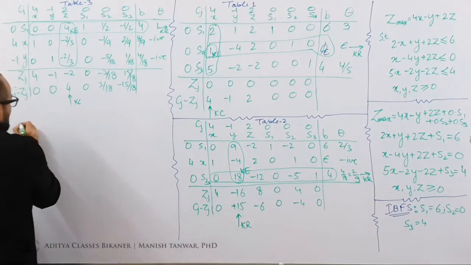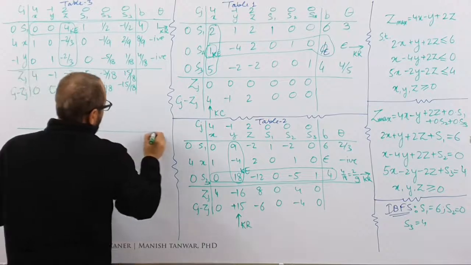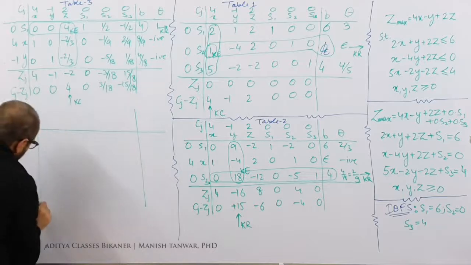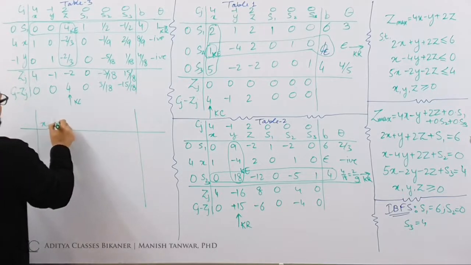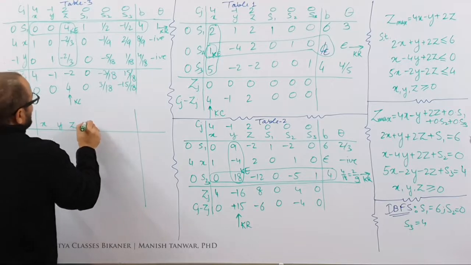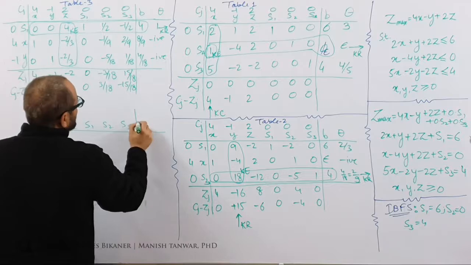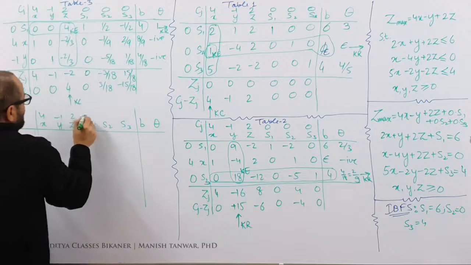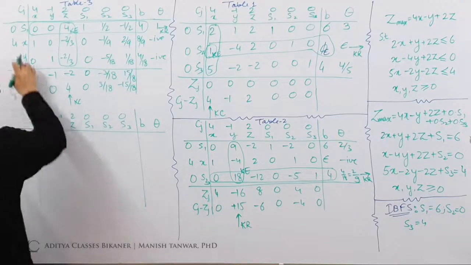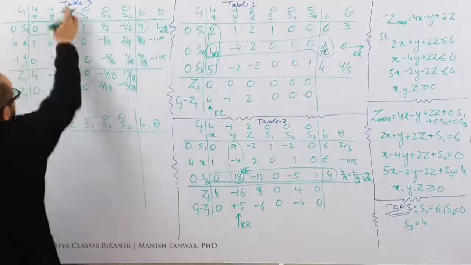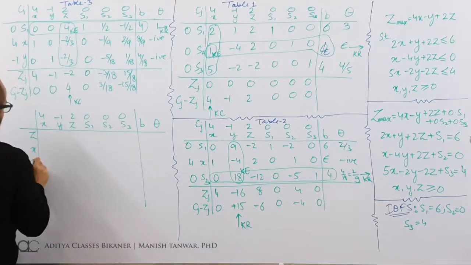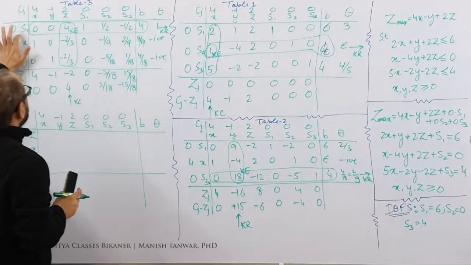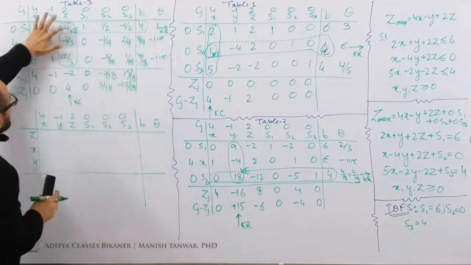So can we transfer this to our new matrix? X, Y, Z, S1, S2, S3, B and theta with contributions of 4, minus 1, 2, 0, 0 and 0. S1 will be replaced by Z. So we have Z, X and Y. And who is the key row? First one is the key row. So we need to divide the complete key row by the key element, that is 4.